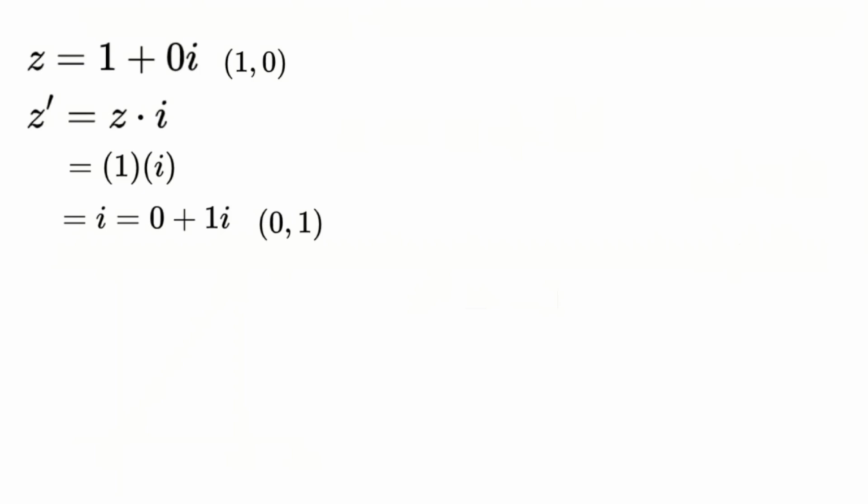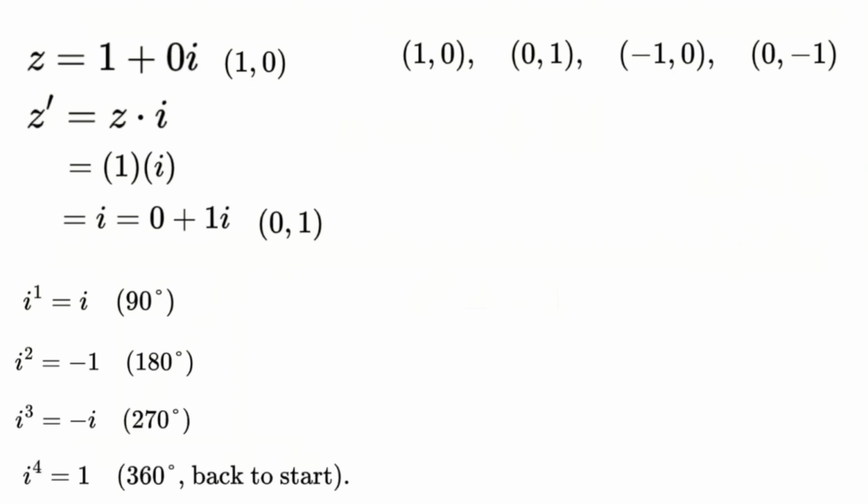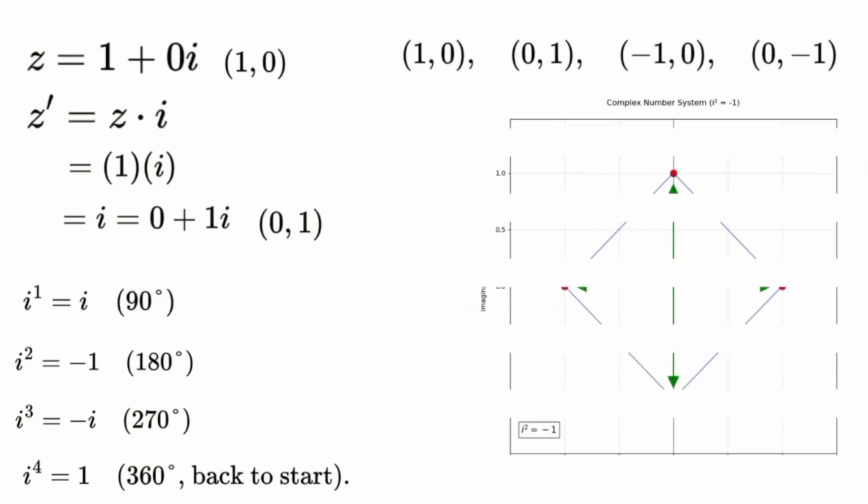Now keep multiplying by i and you get a full cycle. i to the power of 1 is i, which is a 90-degree rotation. i squared is -1, which is a 180-degree rotation. i cubed is -i, which is a 270-degree rotation. i to the power of 4 is 1, which brings us back to the start at 360 degrees. So complex numbers rotate by 90 degrees per multiplication with i.